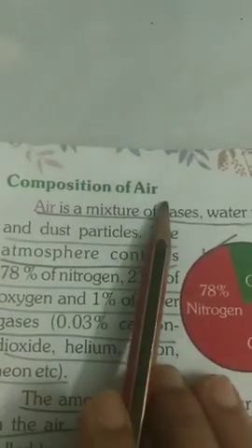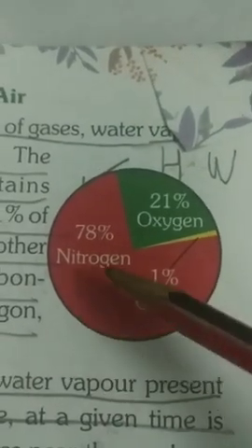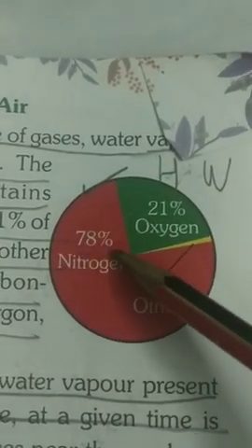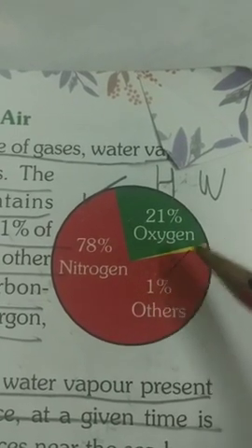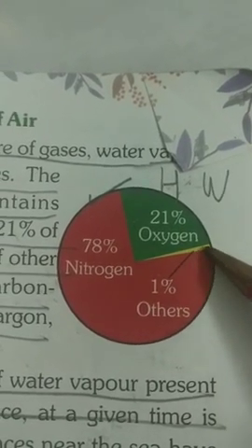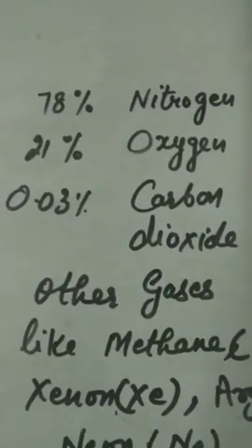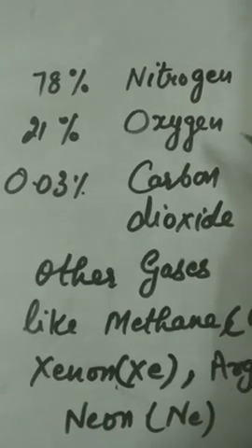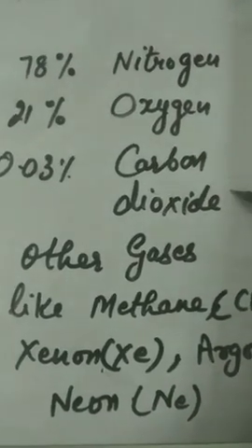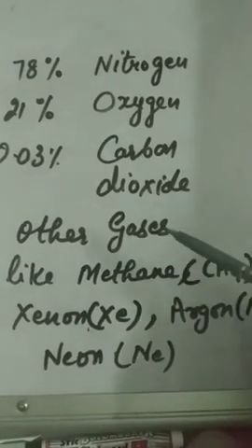Next is composition of air. See this diagram, pie chart. Nitrogen 78%, 21% oxygen and 1% other gases are present in the air. 78% nitrogen, 21% oxygen, 0.03% carbon dioxide and other gases are present in the air.